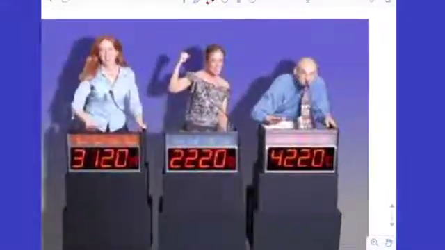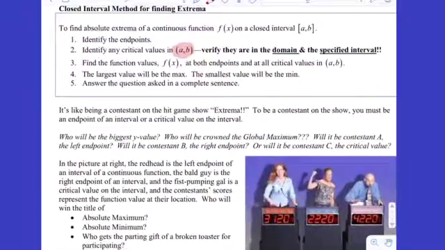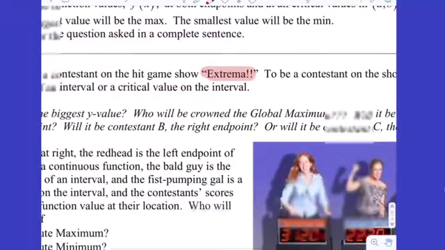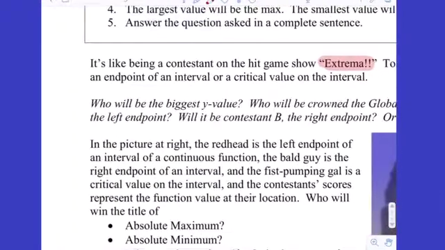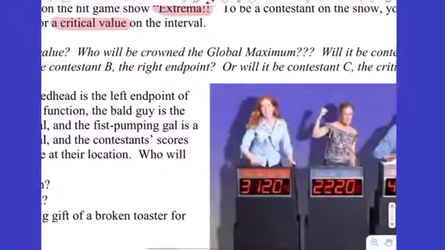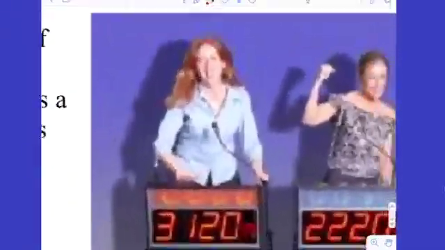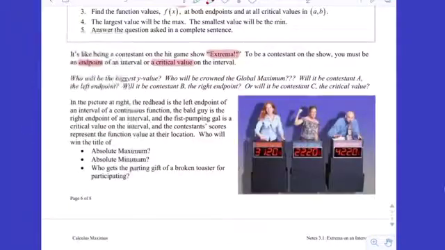So you can think of it as a game show right here, right? So I imagine the game show would be called Extrema with 2 exclamation points. Can you see the name of the game show? Let's play Extrema. What do you have to be a contestant on the show? You have to be an endpoint or you have to be a critical value in the interval, all right? So who will be the biggest Y value? Who will be crowned the global max? Will it be contestant A, the ginger? Will it be fist-pumping woman, contestant B? Or will it be creepy guy hunched over the buzzer? C. Which one? All right?